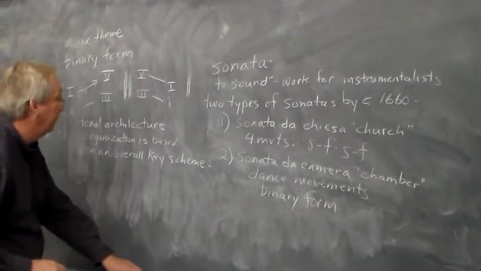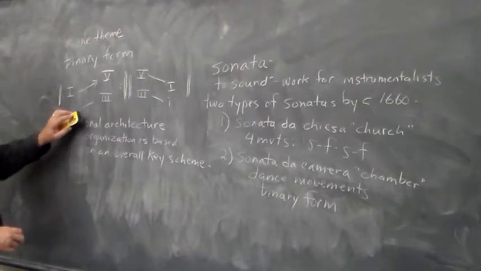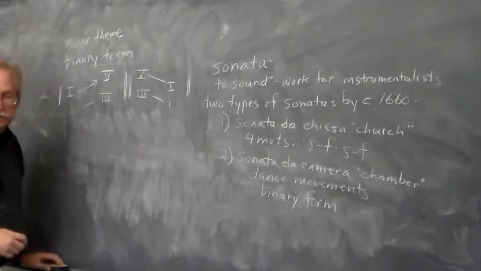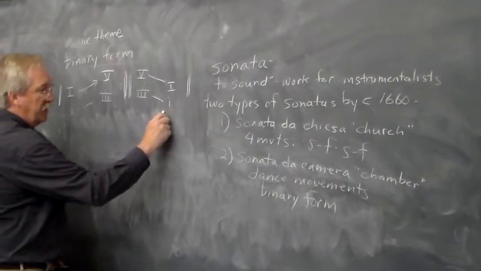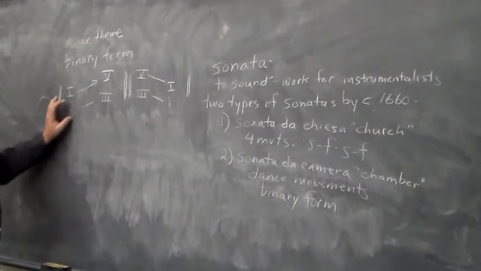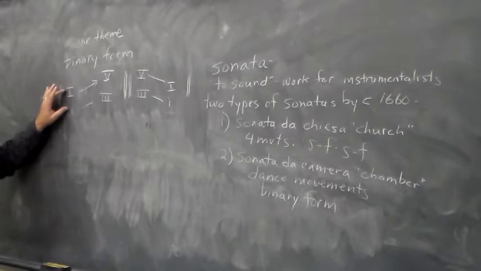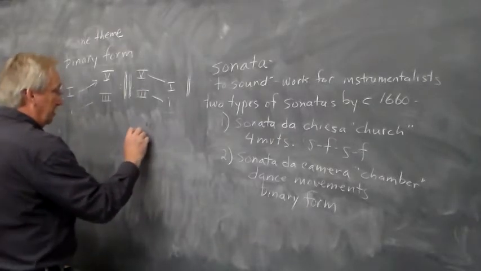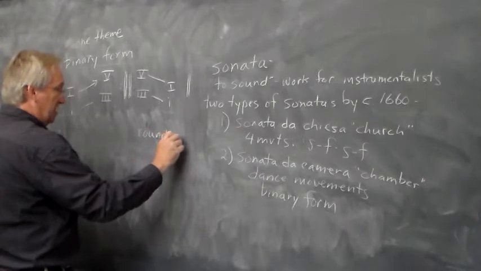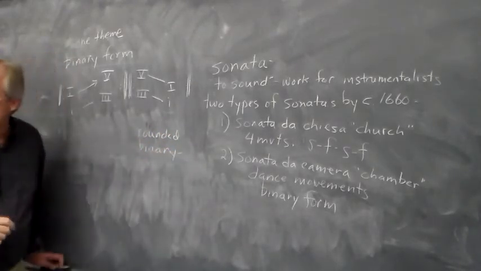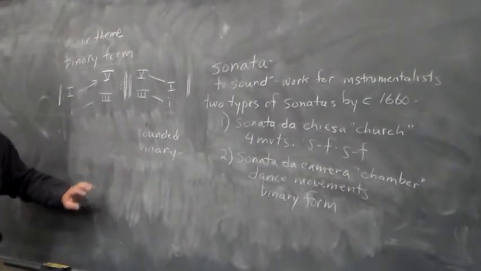So, one thing that we'll see in one of these dance movements is the fact that when it returns to tonic in the second half, it will restate a portion of the beginning of the movement. And when that happens, the term rounded binary is used. So, just add this as a specific type of binary form.